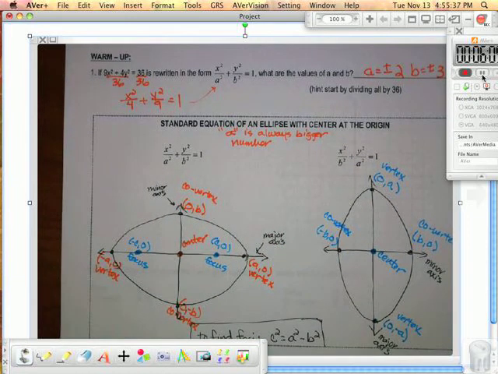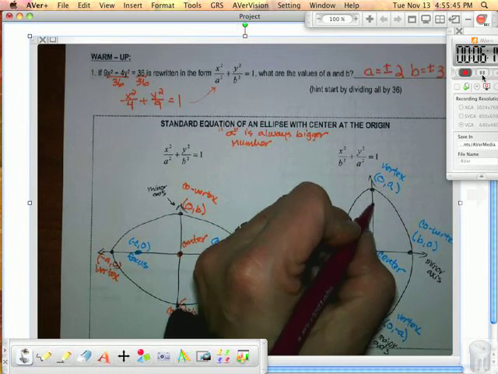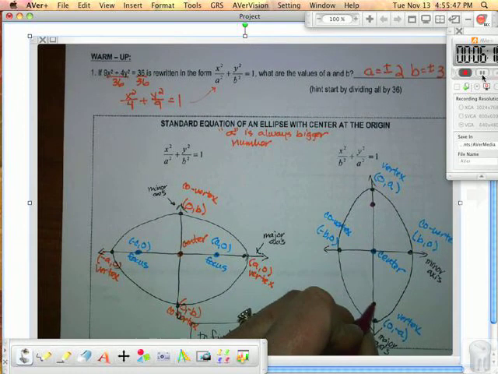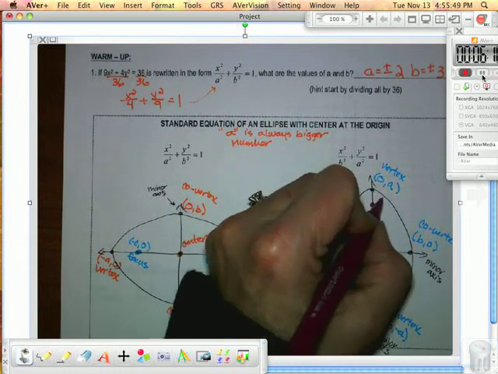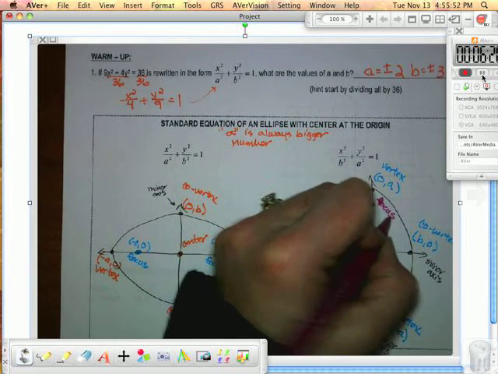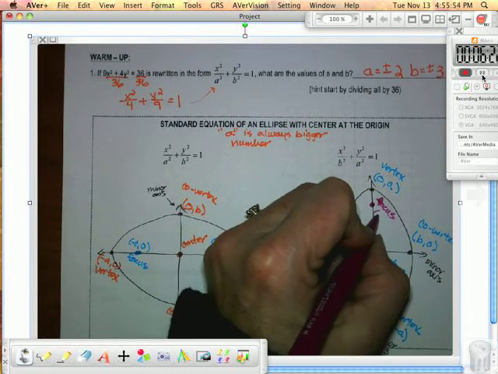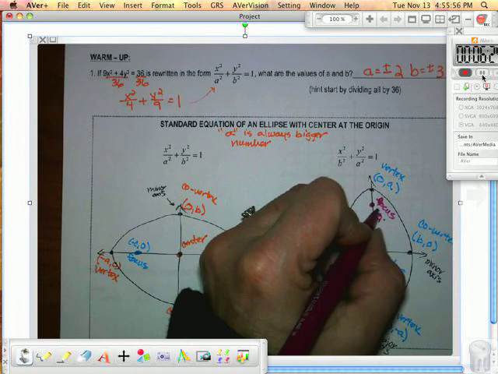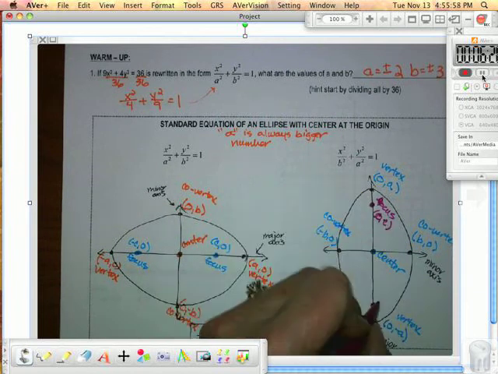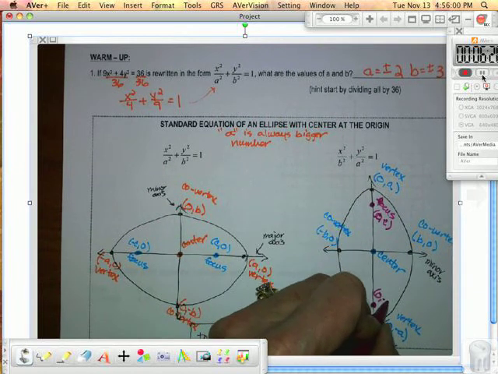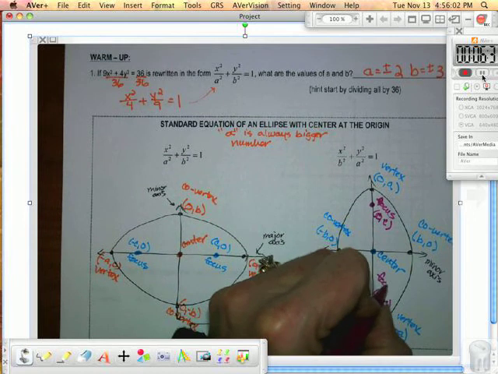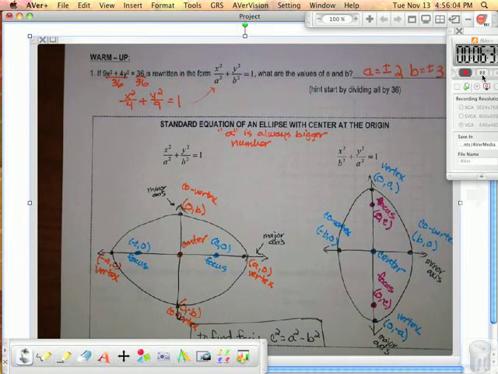And now here, the focus always lies on the major axis, the longer axis. So somewhere along here will be a focus. And because the focus is on the y-axis, it's going to be (0, c) and (0, negative c). So that's kind of how it's laid out.